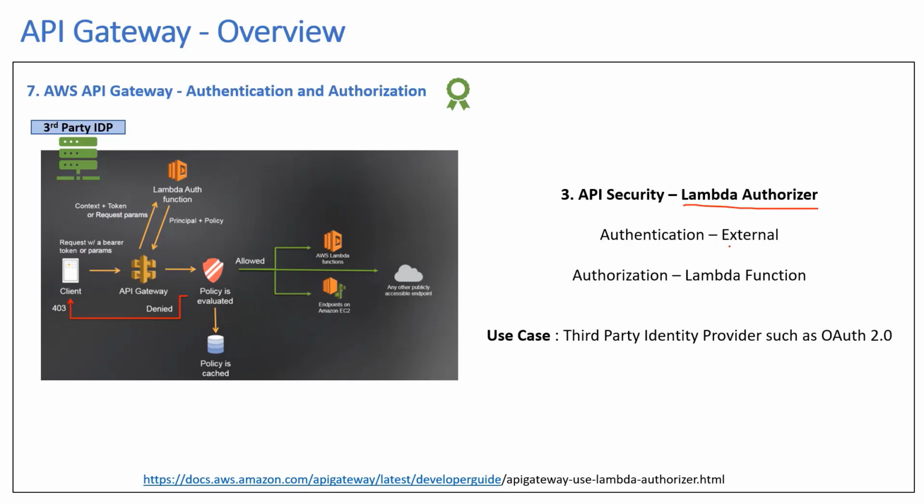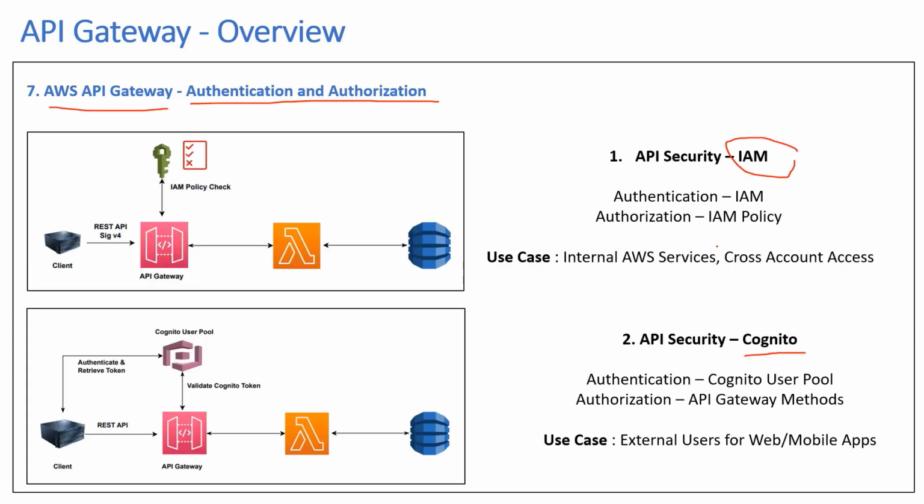Now let's take a look at in what scenario you will use what kind of an approach. So you'll use AWS IAM in a scenario where the request is coming from internal AWS services. So it can be an AWS service within the same account, or it could be a cross account access. In this scenario, you use AWS IAM for authentication, and authorization is done through the IAM policy attached to that IAM role.